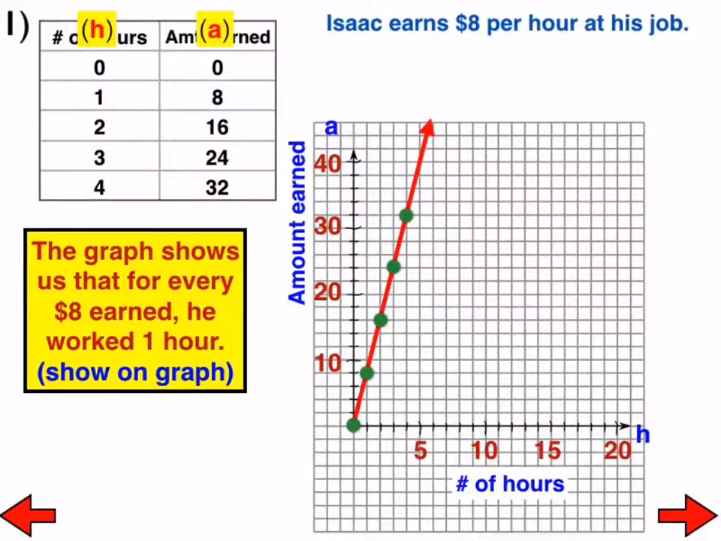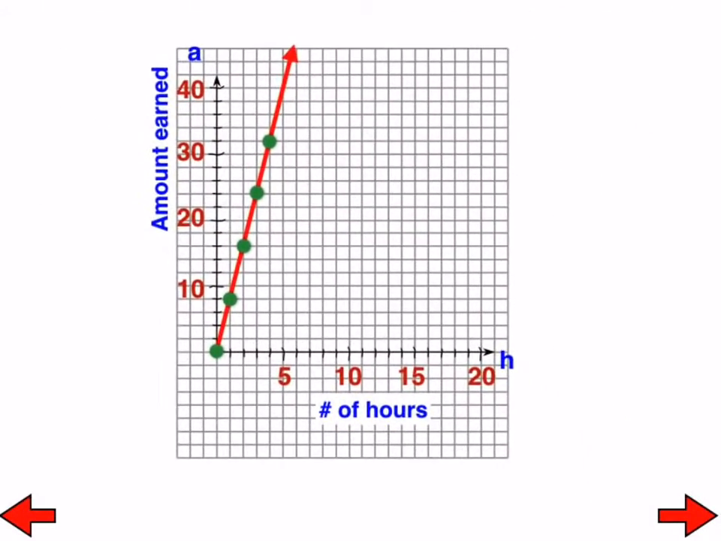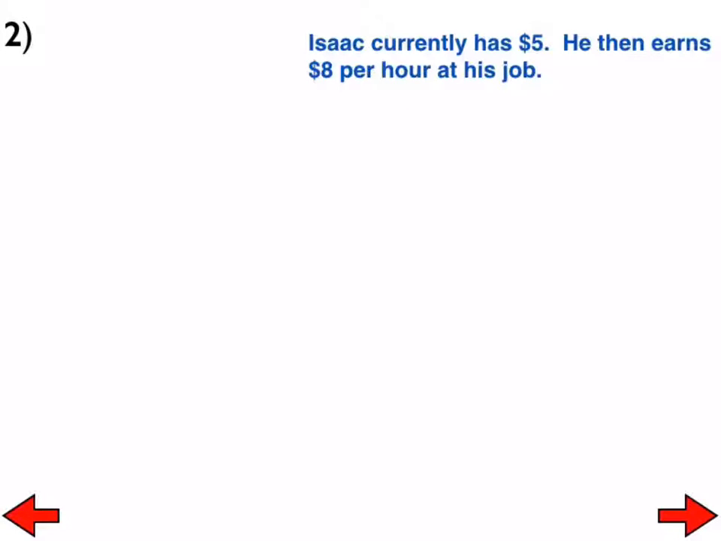Okay? All right. So now, what if I take this graph and I do this to it? I move it up there. And you have that graph, by the way, in your notes. So what might that situation look like? Well, it might look like this. So now we're at number 2. Isaac currently has $5. He then earns $8 per hour at his job.